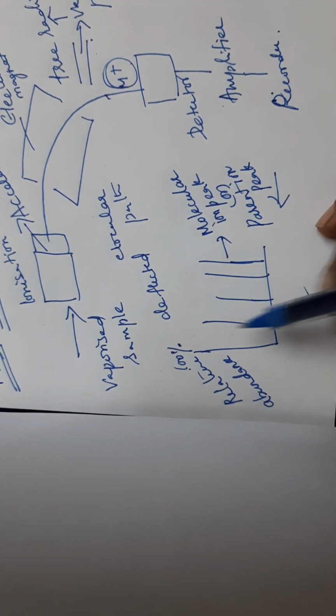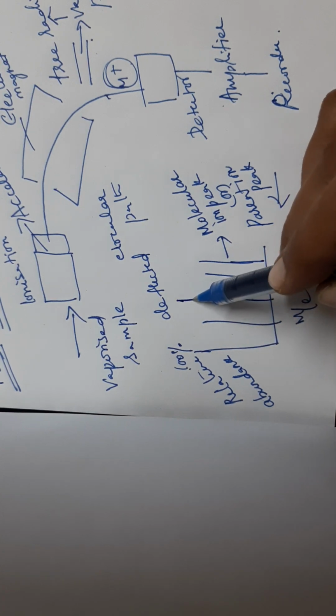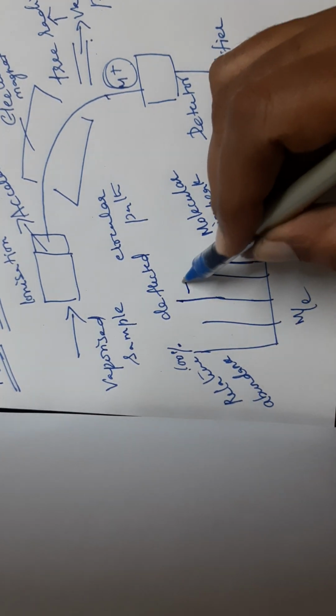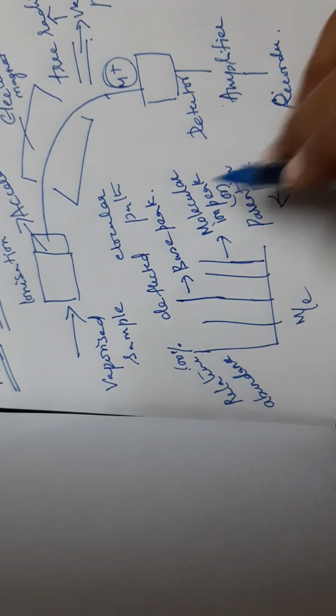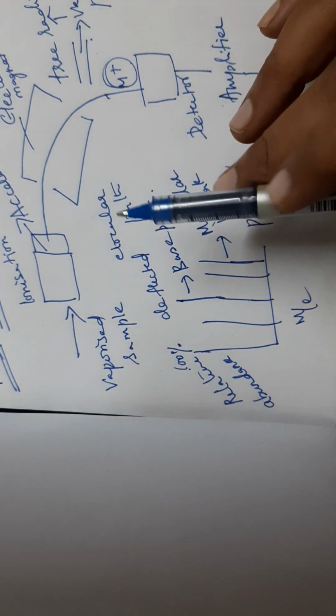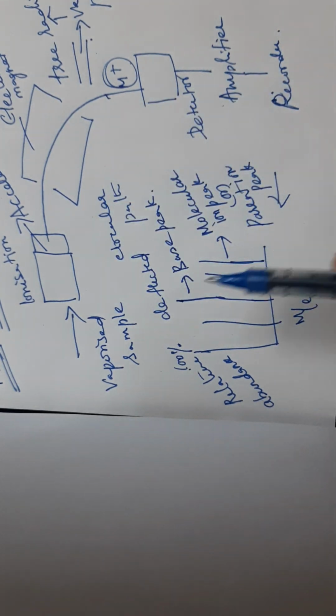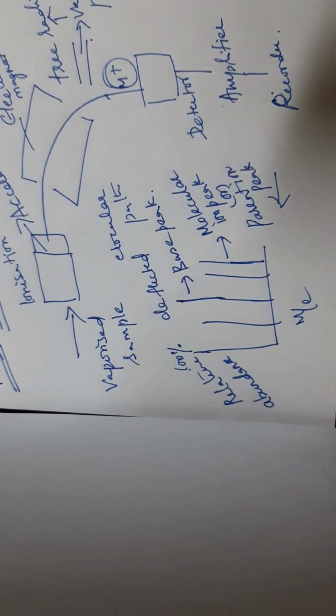And the spectra which is having the highest relative abundance, you call that as the base peak. Okay, so this is a simple diagrammatic representation of the mass spectrophotometer.